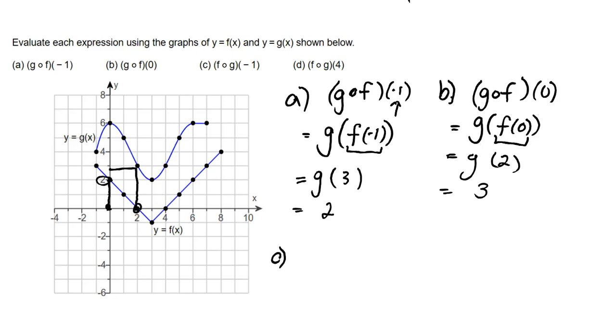Let's try part C. F composed with g of negative 1. The composition is substituting one function inside of another function, and this time f is written first, so f is our outside function, and g is our inside function. We'll first work out what g of negative 1 is.